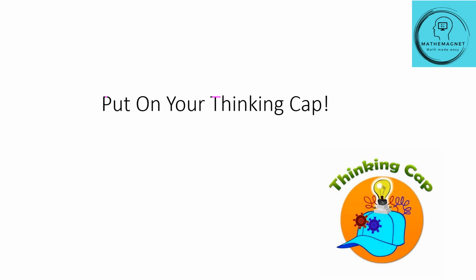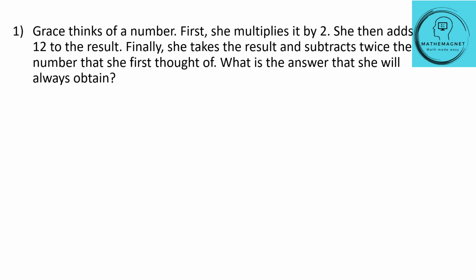Now let's solve some put on your thinking cap questions. Question number 1. Grace thinks of a number. First she multiplies it by 2. She then adds 12 to the result. Finally she takes the result and subtracts twice the number that she first thought of. What is the answer that she will always obtain?